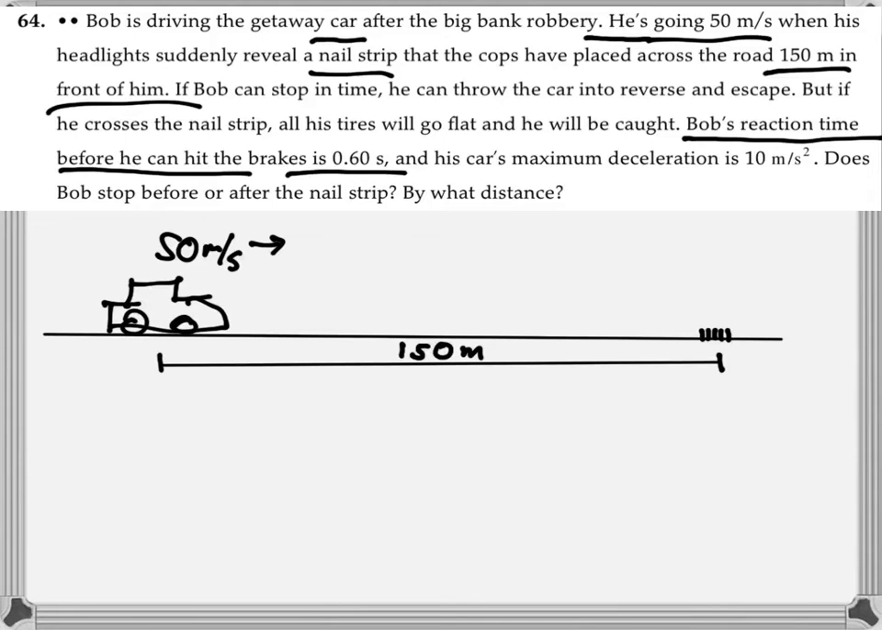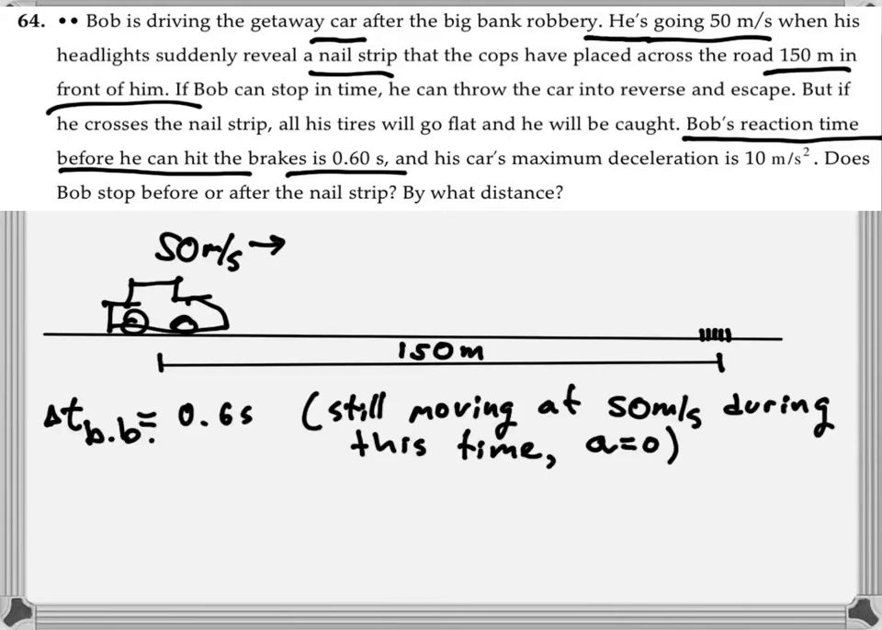So this problem is saying that Bob sees the nail strip, but it takes 0.6 seconds for him to actually step on the brakes. I'm going to write that information as an amount of time, delta t. I'm using BB to indicate before braking. So this is the amount of time that has passed before he actually has stepped on the brakes. During this time, he's still moving at 50 meters per second.